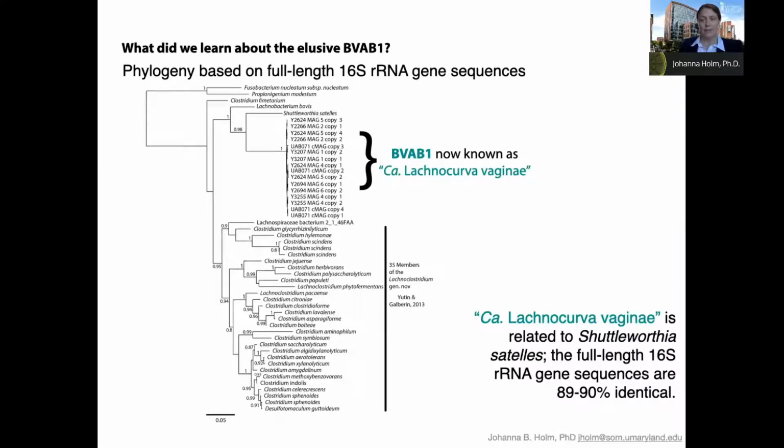Lachno indicates its presence within the family Lachnospiraceae. Curva represents the curved rod morphology of the species. And vaginae emphasizes the originally sourced location of the species.